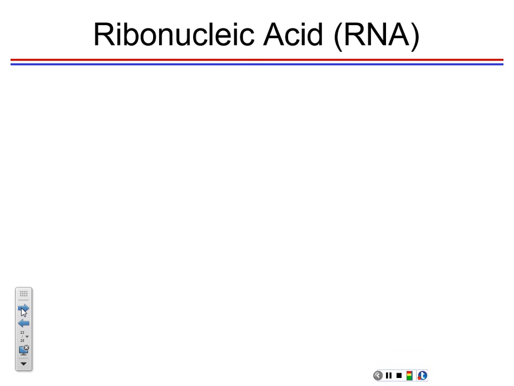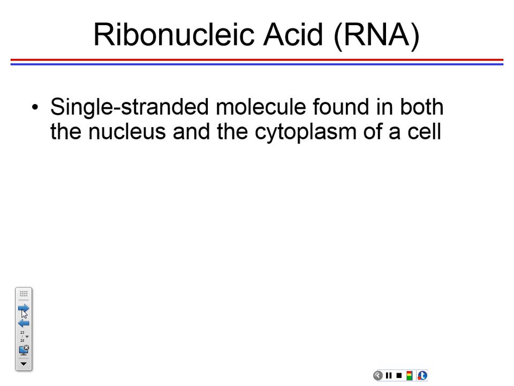So we go to ribonucleic acid. So note the differences of the RNA to the DNA, right? Because sometimes in the exam I ask you, what are the differences between RNA and DNA? So the other one was double-stranded. This one is single-stranded. All right? It's found in both the nucleus and the cytoplasm. Where do you find DNA? Only in the nucleus. You never find DNA in the cytoplasm. Why is that? Why is it contained in the nucleus?